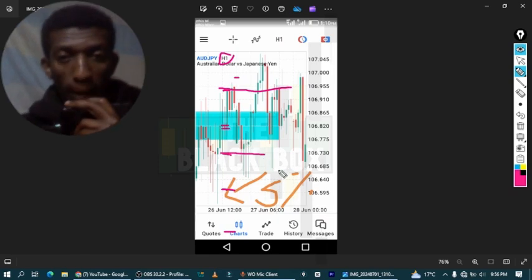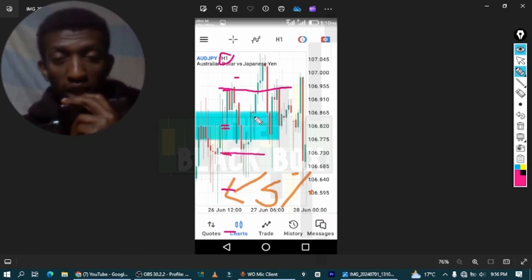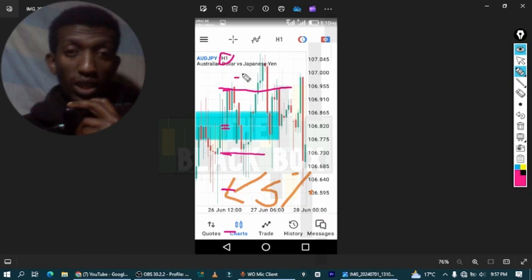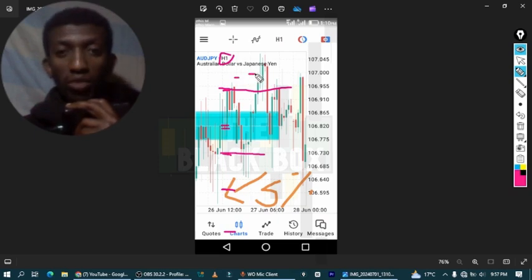Then what happened? We came right back to the range, to the black box, that's the accumulation area. And then we broke the upside. What does that mean? It means we are in a buy mode now. We are in a buy mode. We are in the third model.